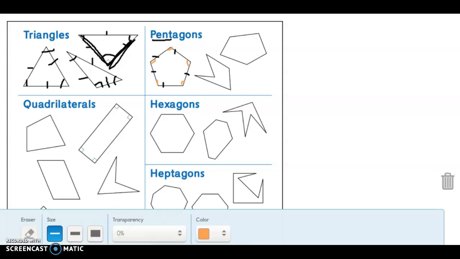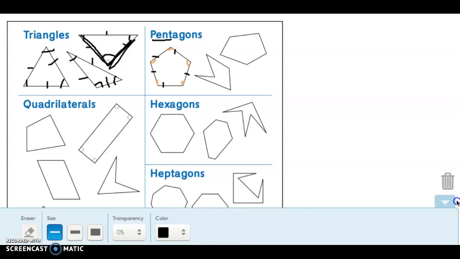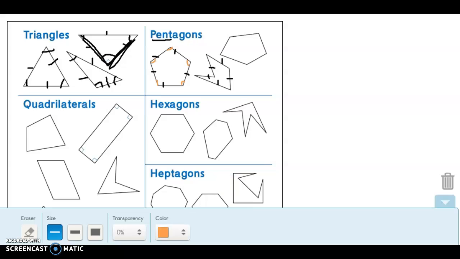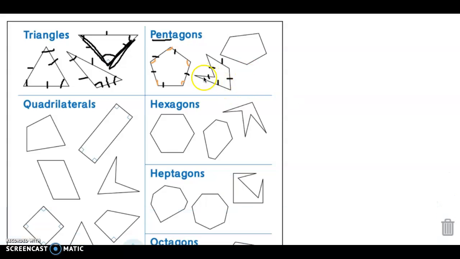Amazing. Let's see another shape that has 5 sides. 1, 2, 3, 4, 5. Take a guess. How many angles is 5 lines going to make? Imagine this is actually an angle because look at 1 line and 2 lines. They connect right here. 1, 2, 3, 4, 5. Same goes with this shape right here. 5 sides, 5 angles. Awesome.